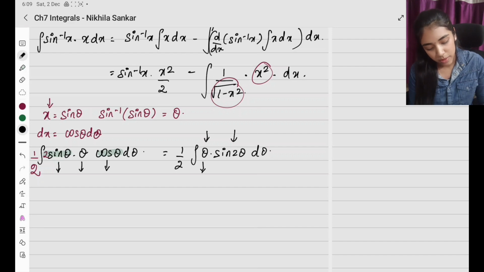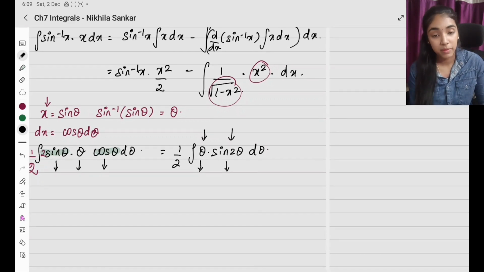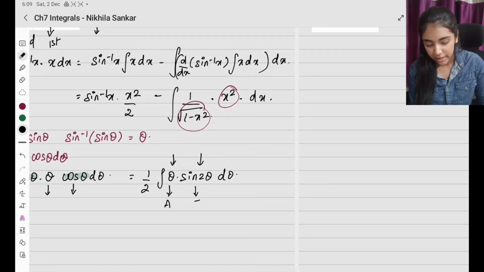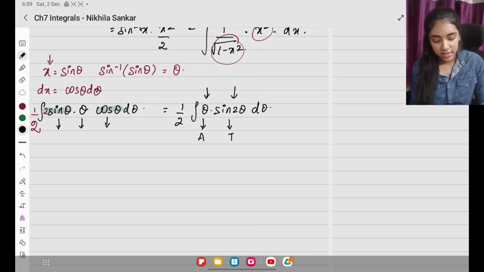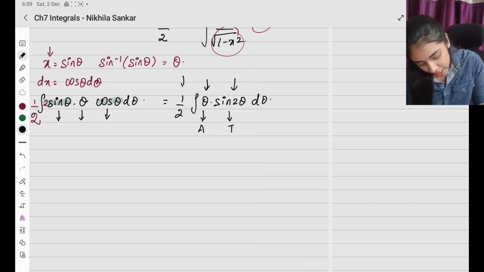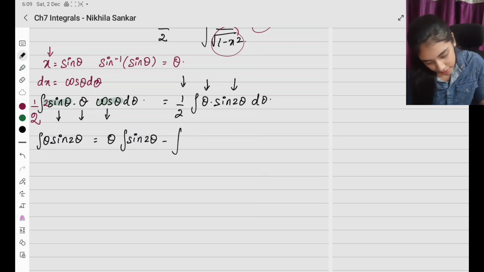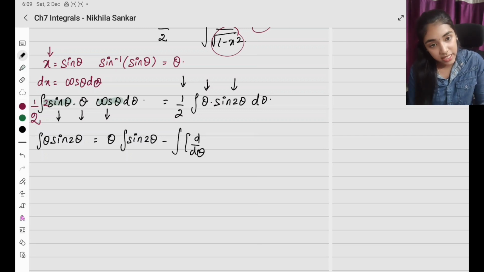Now I have two different functions. So this is going to be my algebraic function. This is going to be my trigonometric function. So which is given the first preference? A t, I late. So that is given the first preference. So integral, I have a half, I'll write it in the end. Integral of theta sine 2 theta is going to be first function, integral of second function minus bigger integral, I'll erase this, times open bracket d by d theta. We are integrating and differentiating with respect to theta. Now the variable has changed.